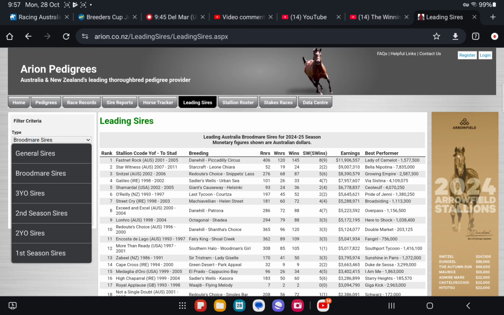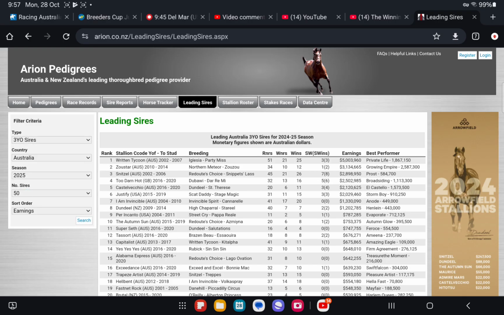And then if we go to the three-year-old sire title, Written Tycoon is on top at the moment, thanks to the Guineas winner Private Life. Growing Empire potentially can add to Zoustar's bundle in the Coolmore this weekend. Too Darn Hot, the big mover, are the two sons of Dundeel, Castle Vecchio and Super Seth. Now that their first crops are three-year-olds, they're really starting to train on, as you'd expect with the progeny of Dundeel.